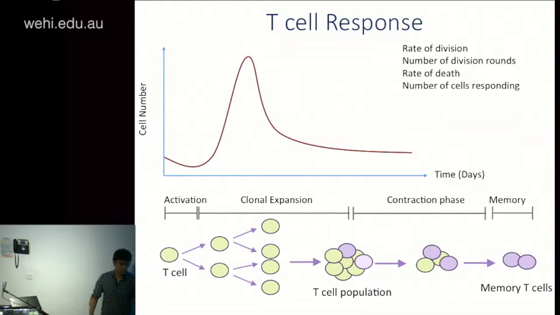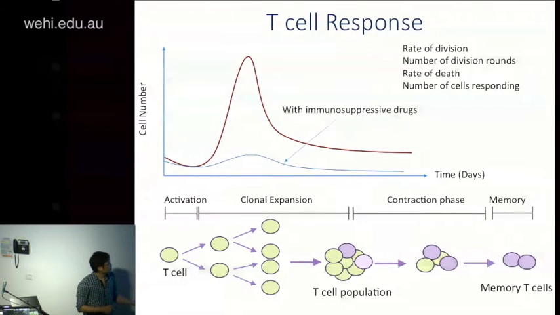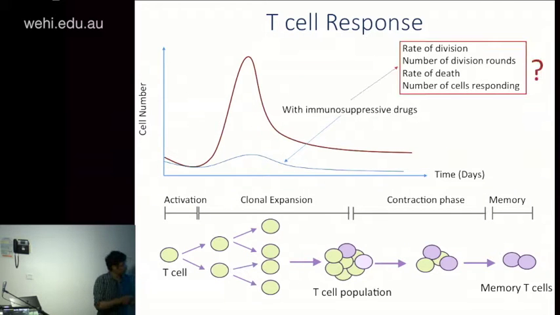However, this response can backfire on us in the context of autoimmunity and organ transplantation. Therefore, we need to employ immunosuppressive drugs to control the responses. Now, the challenge with immunosuppressive drugs is that even though the molecular targets of most of these drugs are known, we actually don't know how they're suppressing the immune response. We don't know how they're affecting the rate of division, the number of divisions, the rate of death, and the number of cells in order to get this suppressed response.